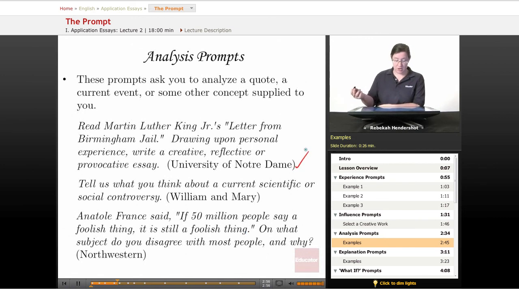Tell us what you think about a current scientific or social controversy. That's the College of William and Mary. Anatole France said, if 50 million people say a foolish thing, it is still a foolish thing. On what subject do you disagree with most people, and why? That's from Northwestern.